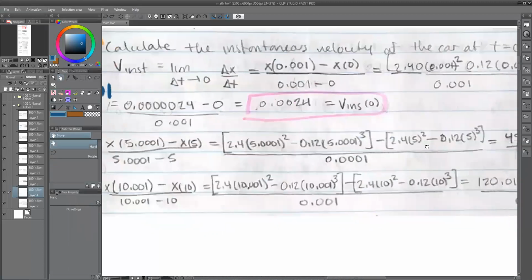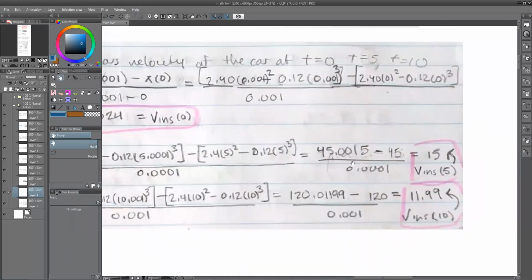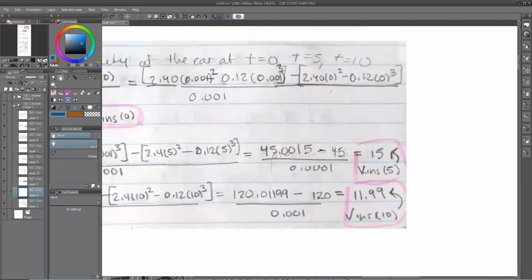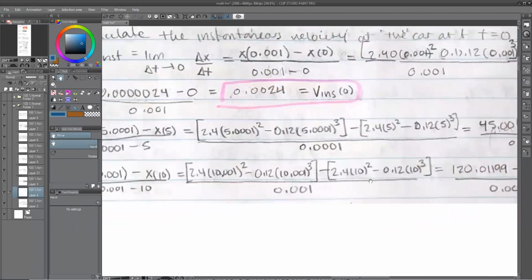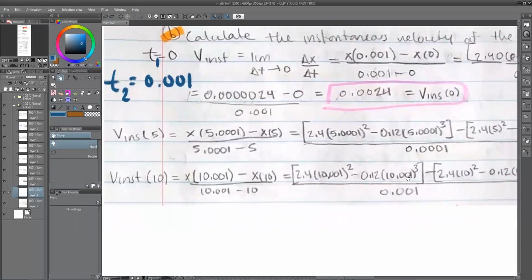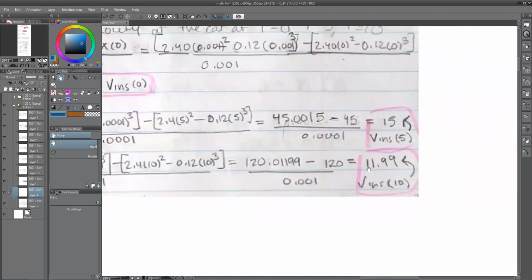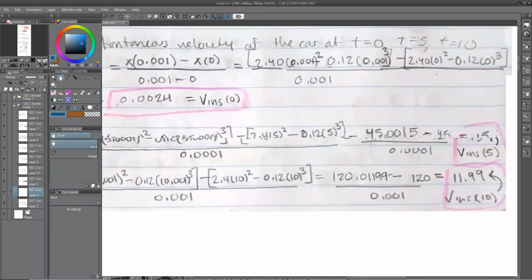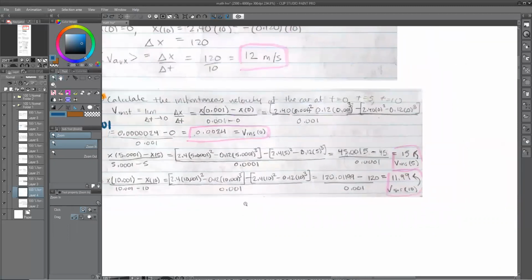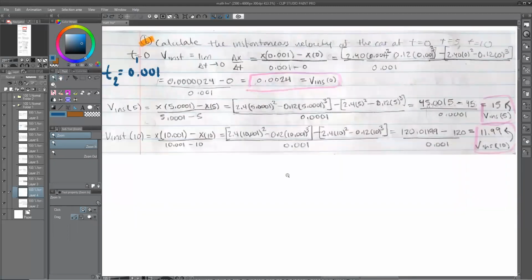And that's it. You just repeat the whole thing. You just solve for the different values of x using the equation that you have. And then at the end, you get the instantaneous velocity at t equals 5 is 15. And the instantaneous velocity at t equals 10 is all the way over here. It's basically 12. And yeah, that's it for that one. Okay, so moving on.